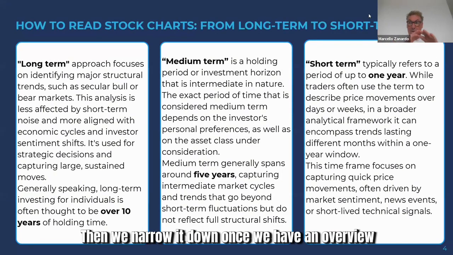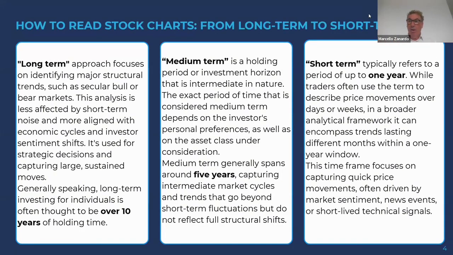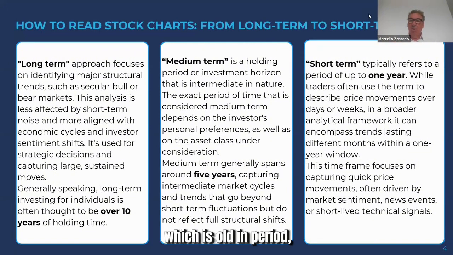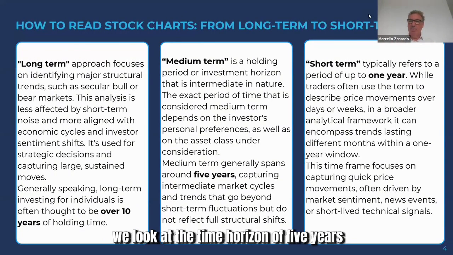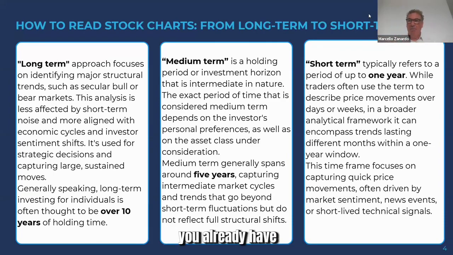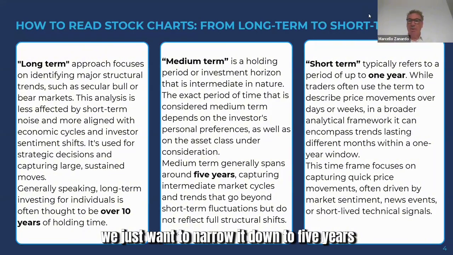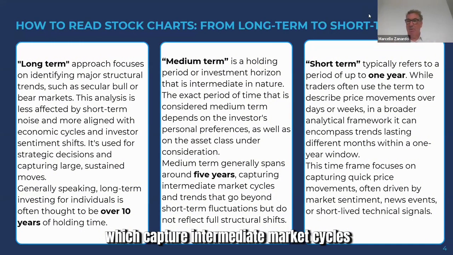Then we narrow it down, once we have an overview of what has happened, to the medium term, which is a holding period, intermediate in nature. Again, to make it simple, we'll look at a time horizon of 5 years. You already have a good idea what has happened in the long term. We just want to narrow it down to 5 years, which captures intermediate market cycles.